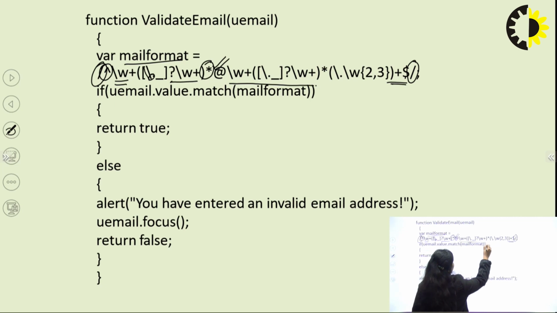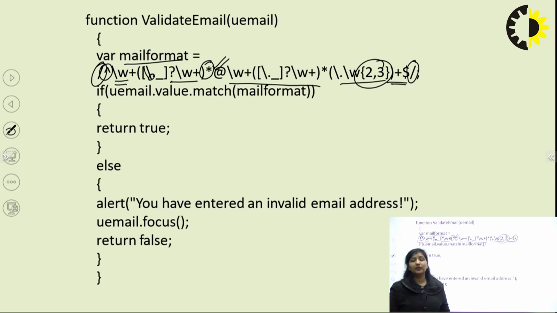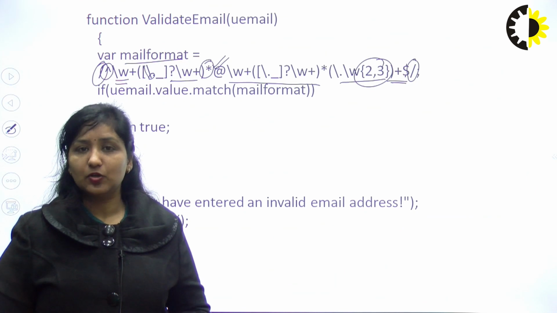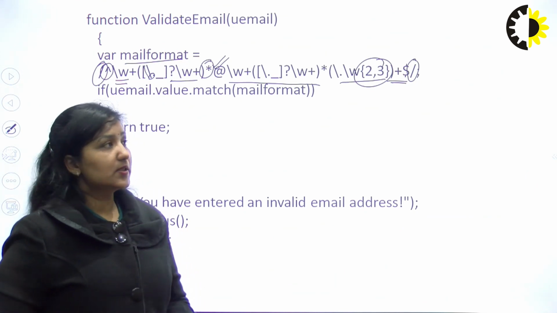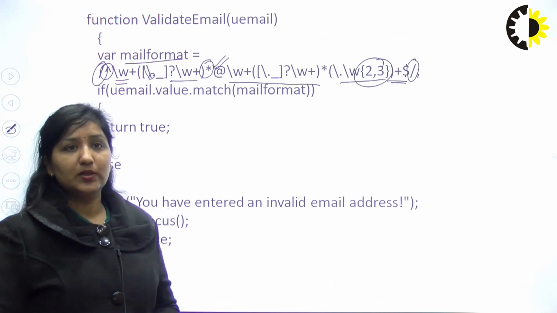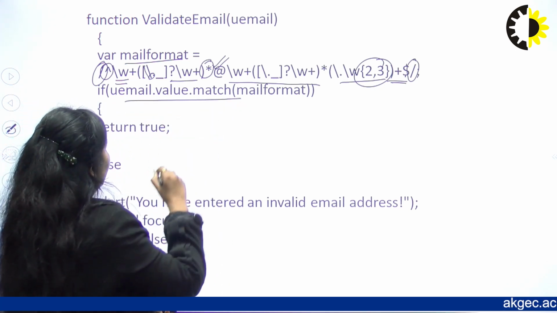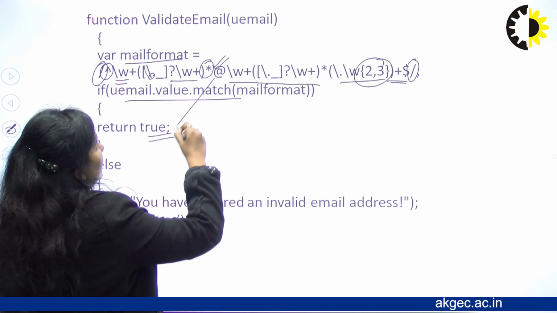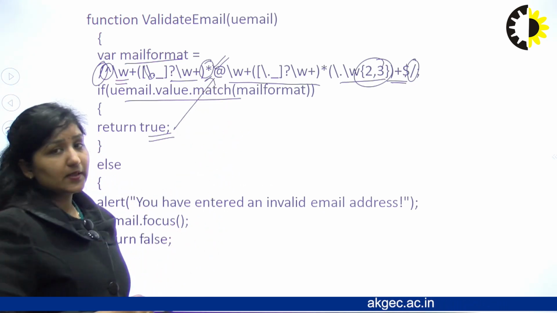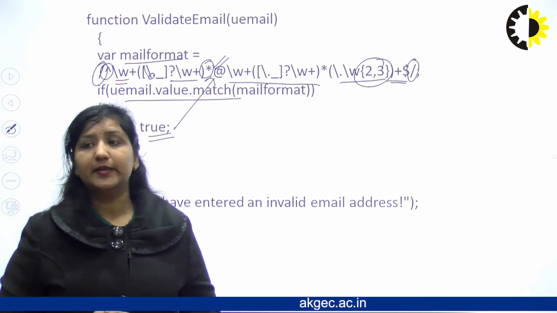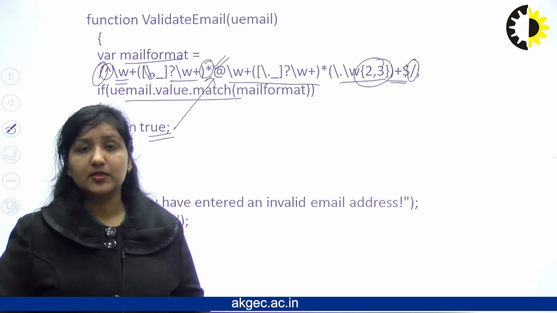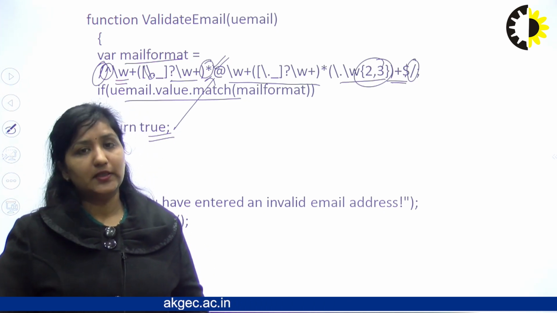For the name of the domain, it will come over here. Dot 2 and 3, that means it will come for dot ac.in, like I am having ac.in, that is 2. For 3, like I am having gmail.com, it will come for 3. So this is how an email validation is to be written. This email validation will check for the value match. If it goes with this particular match, it will return true. Else it will say that you have entered an invalid email address, and it will ask the user to enter another email ID.